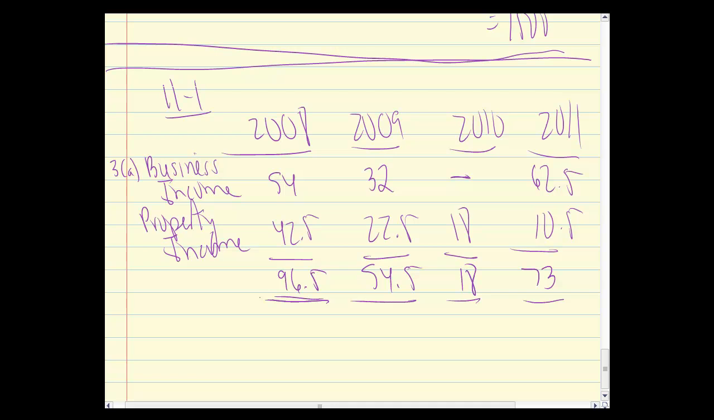54.5, 18, 73. Okay? Here we go. 3B. Look what it says. Okay? Remember, you don't get the definition of division of the income without going through this stuff. So look what happens. Determine the amount, if any. What does that mean? Determine the amount, if any.